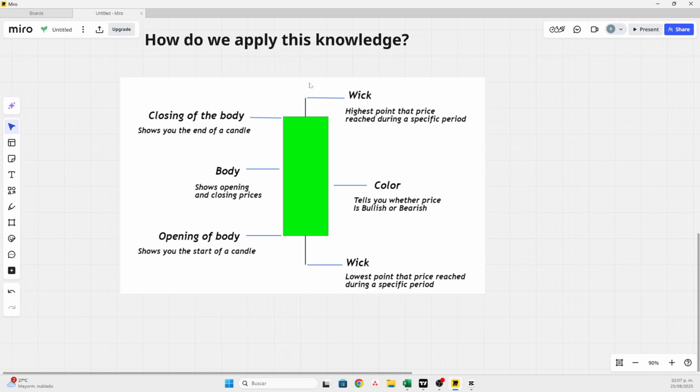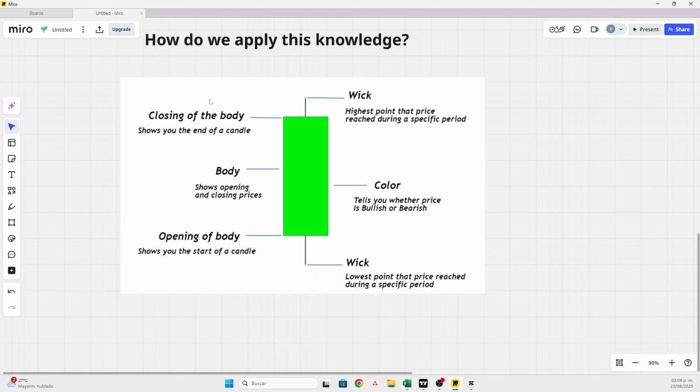So, for example, if price goes up, if price is bullish and the candle is green, it will mean that the opening of the body is below the closing. Why? Because a green candle means that price went up. The opening needs to be below the close because it starts below, then it ends above. It goes up. It's bullish, it's green.